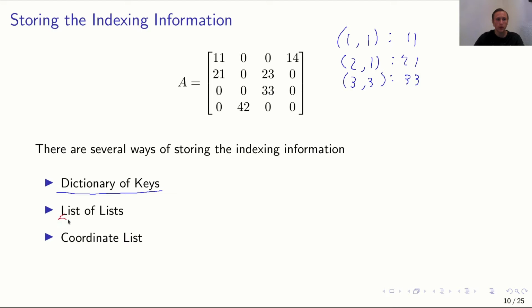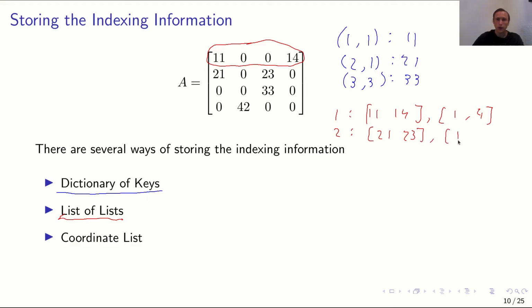Now, a similar approach would be a list of lists. In this approach, we can store, for example, one row at a time, starting with this first row, where we have only the non-zero values 11 and 14. And then for these values, we also need to indicate in what column they are located. So in this case, column 1 and 4. Now for the second row, we do the same. We store only the non-zero values 21 and 23. And then we indicate that these are located in columns 1 and 3. Now going on, we store basically the full array using a bunch of rows with, for each row, a column index.